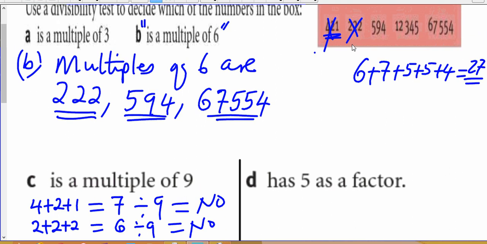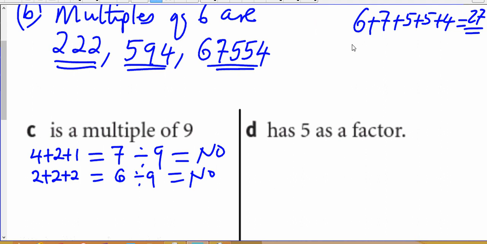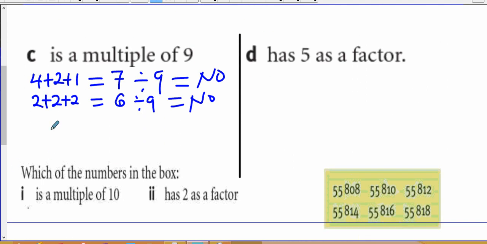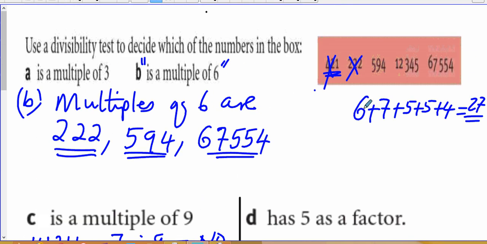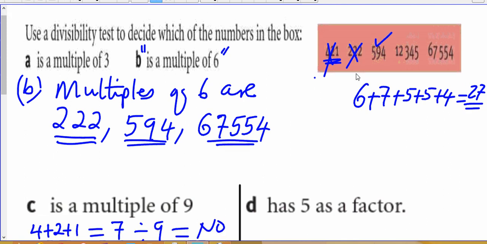How about 594? Add these digits. What do you get? 5 plus 9 is 14. 14 plus 4 is 18. Is 18 divisible by 9? The answer is yes. So if the answer is yes, automatically this number is divisible by 9.